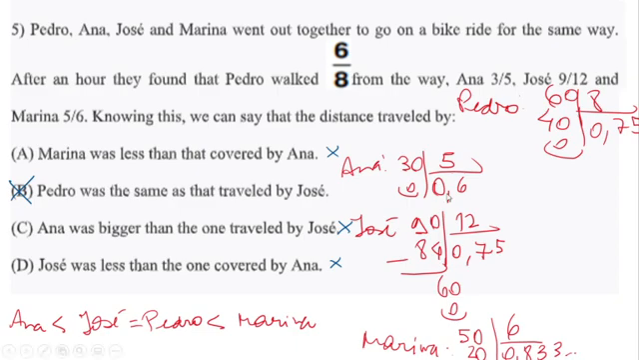They are not in the same denominator, so we cannot compare like this. We need to make the division to see which is the greatest, which is the smallest, or which are the same quantity. Right? So Pedro and José walked the same quantity. The other way you could do it was to find the equivalent fractions of those with the same denominator.